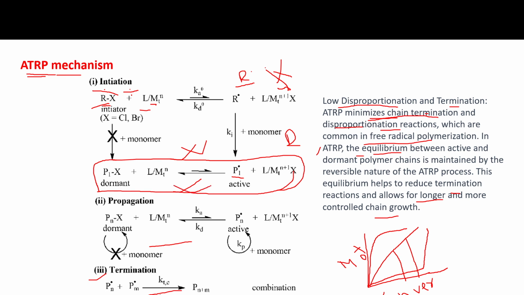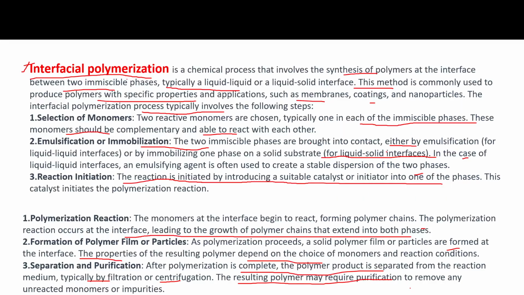So for ATRP polymerization, two things we have to remember. One is to minimize chain termination, and the second is the equilibrium between the active and dormant species. Then we will talk about interfacial polymerizations. For interfacial polymerization, we will talk about solution polymerizations, which are not suitable when we are getting higher molecular weight, because of the high increase in viscosity.